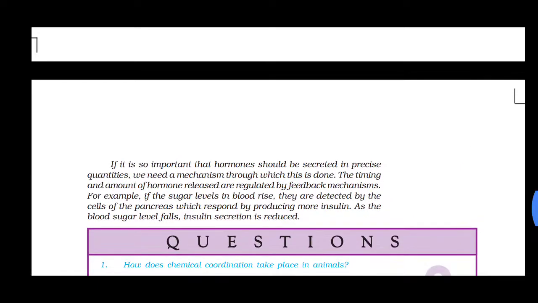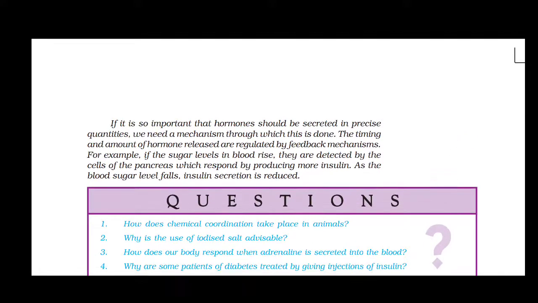Diabetes is a disease in which the blood sugar level increases. Now, diabetes is caused by the deficiency of the hormone secreted from the pancreas. The name of the hormone is insulin. This insulin hormone is responsible for the control of blood sugar levels. Diabetes can be treated with the help of injections of insulin.